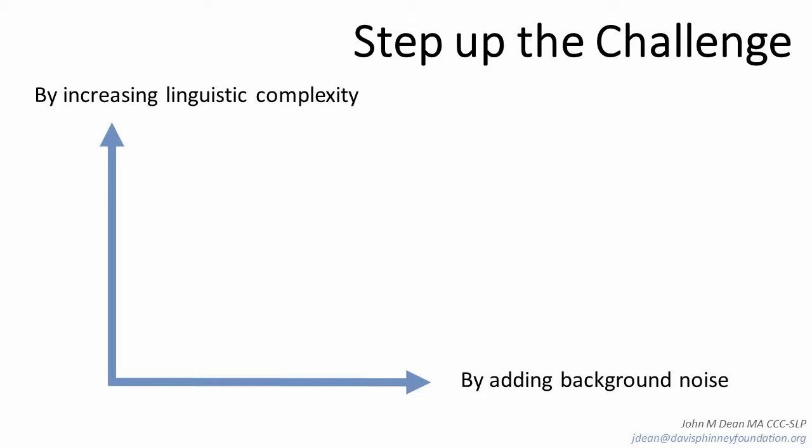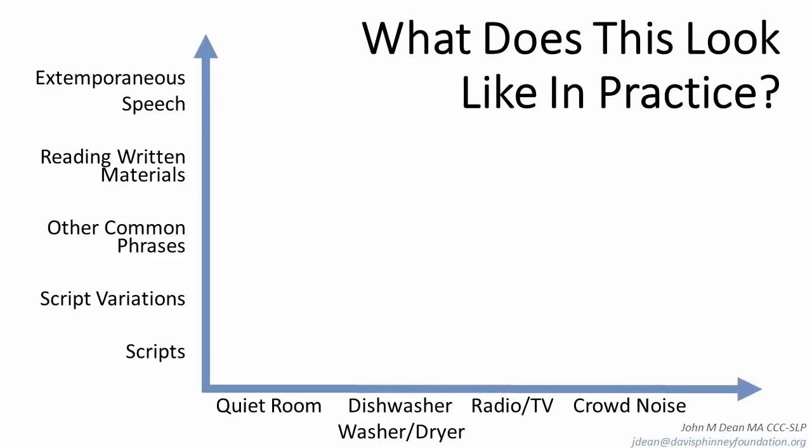Now I'd like to make this a little more challenging. And how do you do that really? Well, you can either increase the linguistic complexity, you can move away from scripting towards longer form production or extemporaneous production, and I'll show you that in a minute. Or you can add background noise, and background noise can be real simple stuff like washer dryer kind of things, or it can be really complex background noise like at a crowded restaurant or something like that.